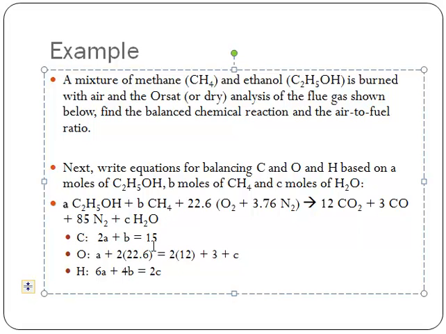And finally, if I do the same process on H, I have 6 H's in the ethanol, so 6 times A, I have 4 in the methane, so 4 times B. I do not have H in the air. CO2 and CO also do not have H. No H here, but I have 2 H in the water. So this gives me a system of 3 equations and 3 unknowns.